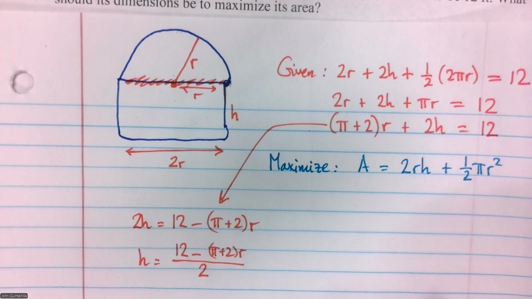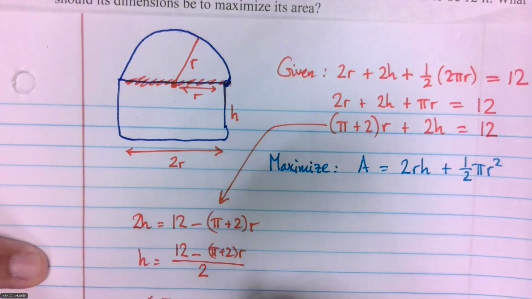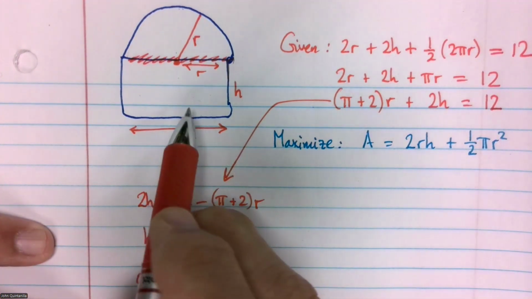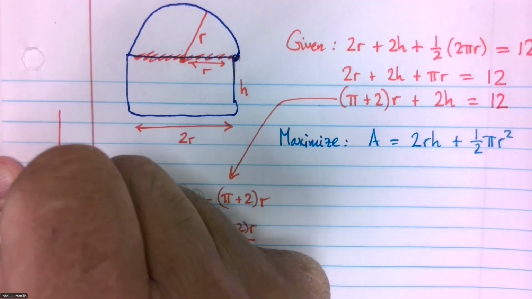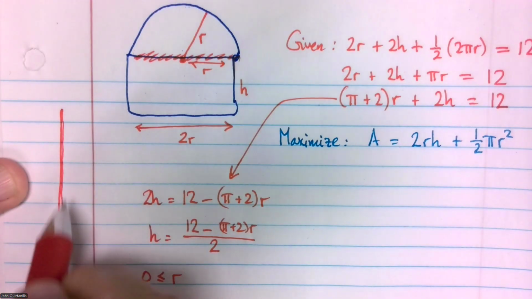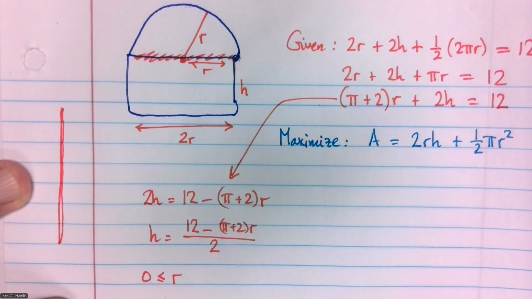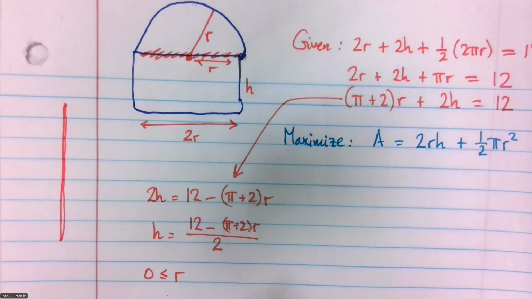Now, what are my constraints on the possible values of r? How small can r be? Well, r could hypothetically be as small as 0. If r was equal to 0, then I would have a box that looks like a very, very thin rectangle with a very, very small circle on top. That is one possible constraint on r.